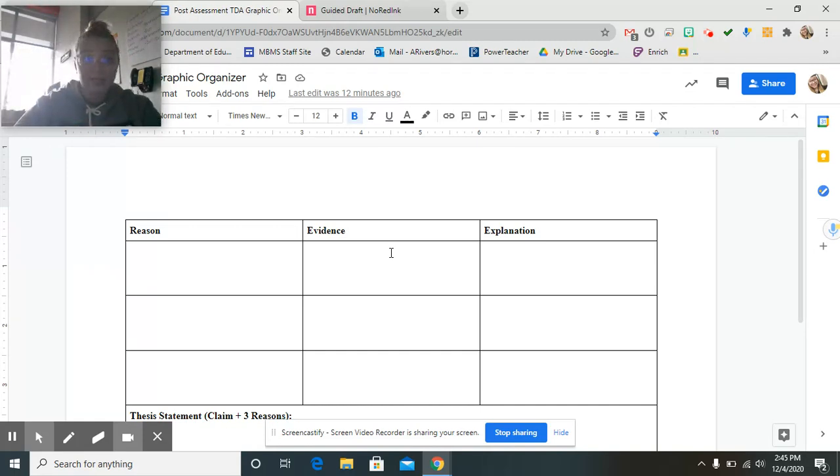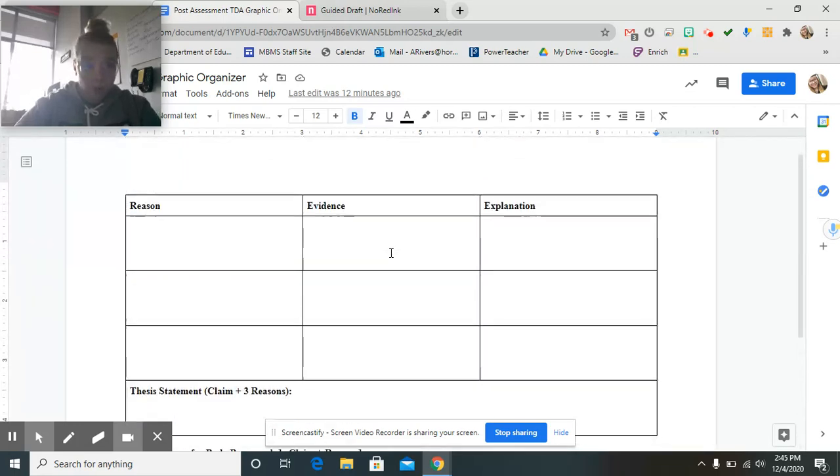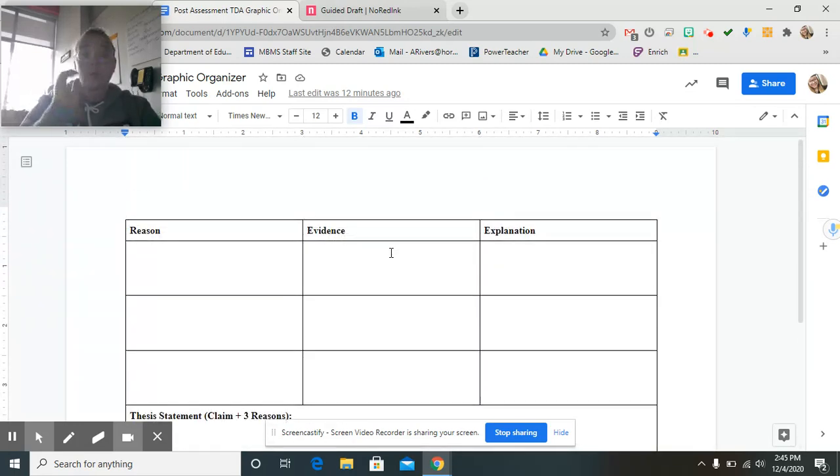Do not skip the graphic organizer step. It is a quiz grade alone, and it's going to help you build your body paragraphs. You guys were so impressed when we were writing our TDA in class. You're like, oh my gosh, Ms. Rivers, we had all the information for our body paragraphs in our graphic organizer. And that's the point of doing the graphic organizer.